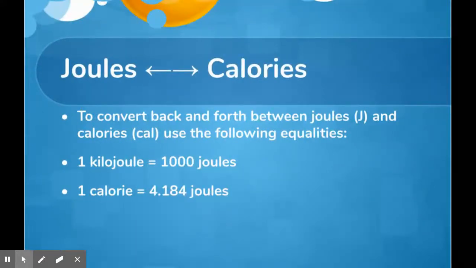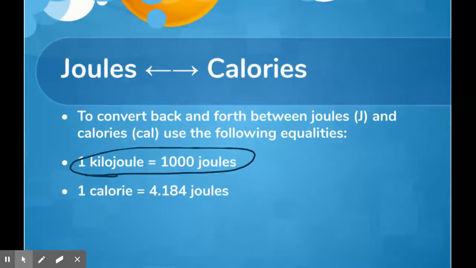You will need to be able to convert back and forth between joules and calories. And to do that, you're going to use the two equalities below. 1 kilojoule is equal to 1,000 joules, which is part of the metric conversions that you should be fairly familiar with at this point. You need to know this conversion. Joules are smaller than kilojoules.